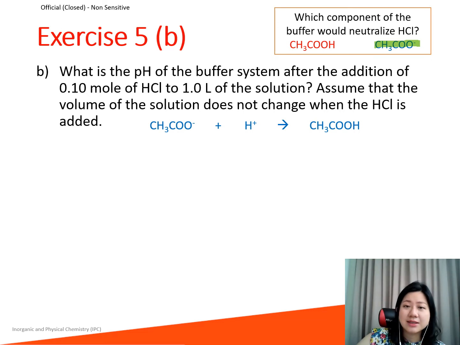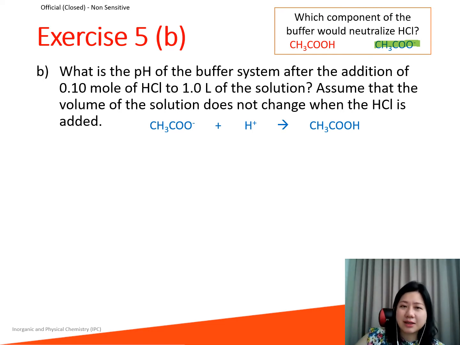When this reaction occurs, it causes a change in the amount of CH3COOH and CH3COO- present in the buffer solution. We will need to calculate the new amounts of CH3COOH and CH3COO- in the buffer. But first, let's start by calculating the initial number of moles of CH3COO-, H+, and CH3COOH. Press pause to do your calculations, then press play to check your answers.